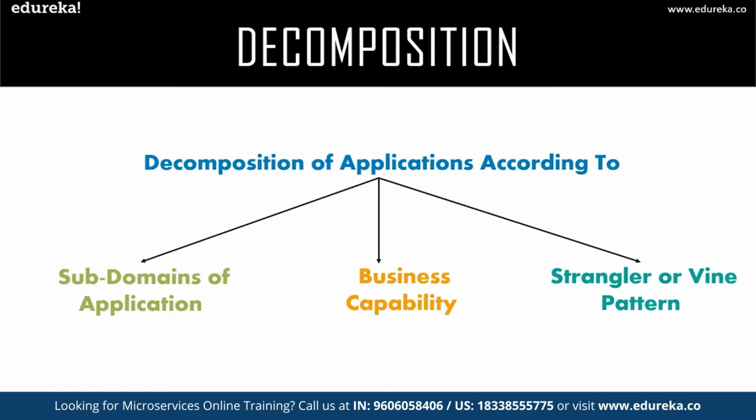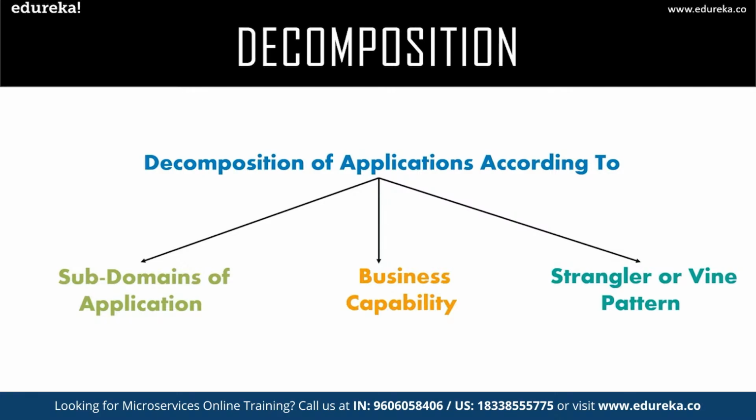Now, obviously, these patterns might sound very feasible to you. But yes, these patterns are not feasible for a big monolithic application. This is because identifying subdomains or business capabilities is not an easy task for big applications, right? So the only way to decompose big monolithic applications is by following the vine pattern or the strangler pattern. The strangler pattern is based on the analogy of a vine, which strangles the tree that it is wrapped around, right?